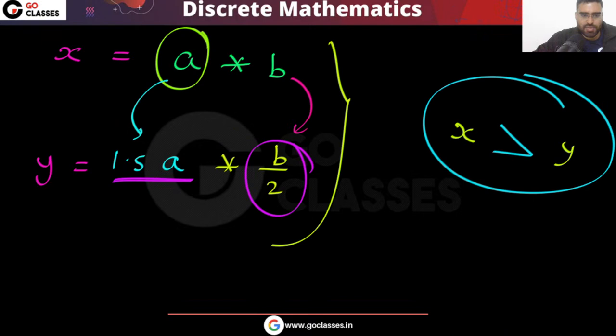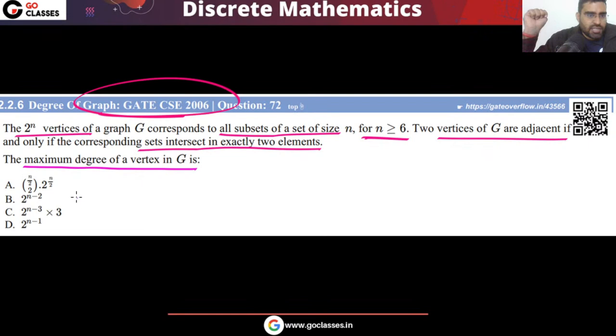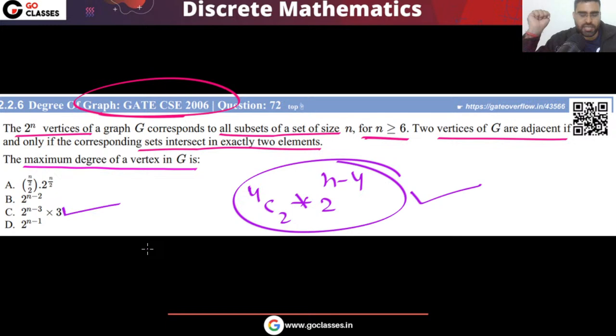So finally, your answer is this. This is also correct: 4c2 multiplied by 2 power n minus 4. Both are correct. So this is your answer. The answer is option C. So is this the complete analysis? Variation is remaining, right? Yes or no?